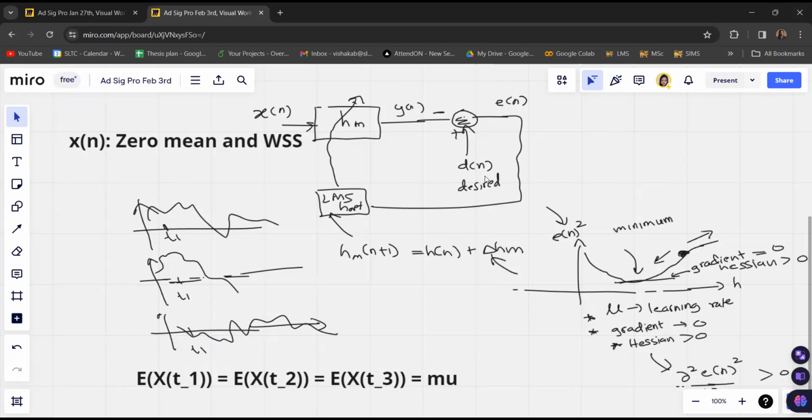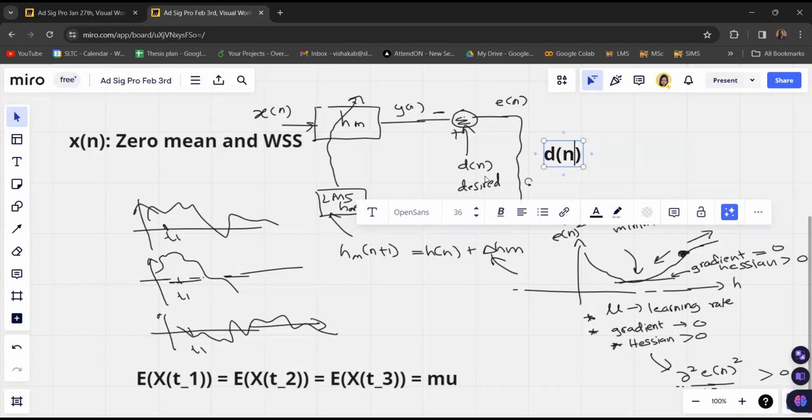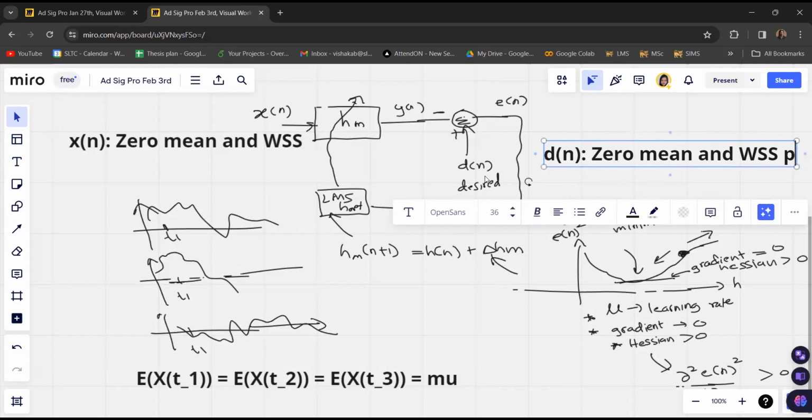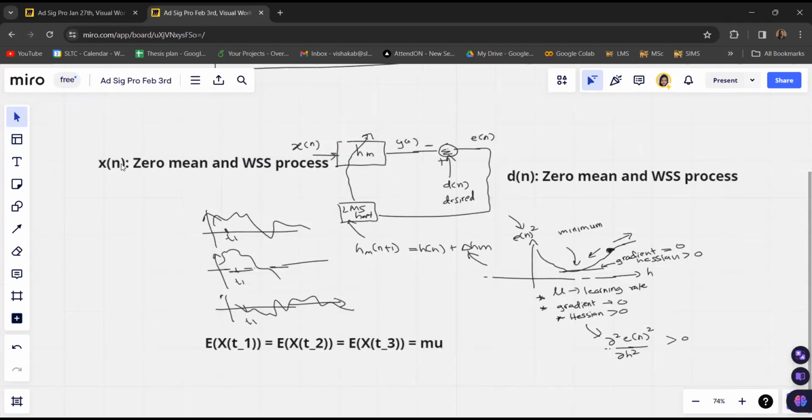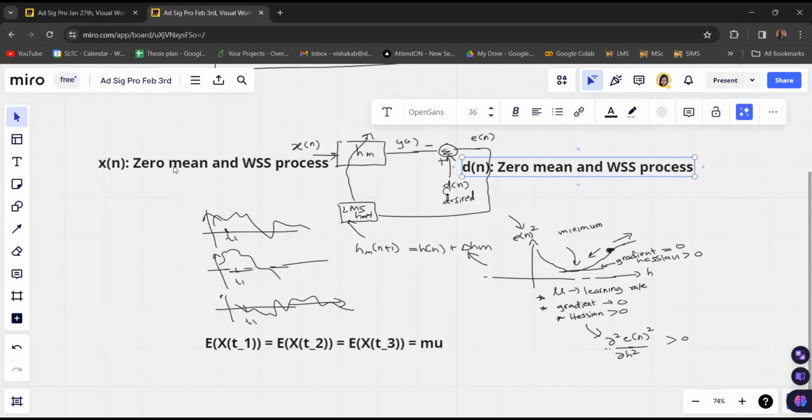Similarly, we are going to consider a system where we have y[n] and e[n], and we can say that the desired signal that we are considering is also a WSS process. We are going to make those assumptions when we are working with this system initially. So d[n] also we assume is a zero mean and WSS process. So the desired signal and x[n] are things that we assume we know about the system initially. Next, we are going to update the y[n] as we change the filter coefficient.